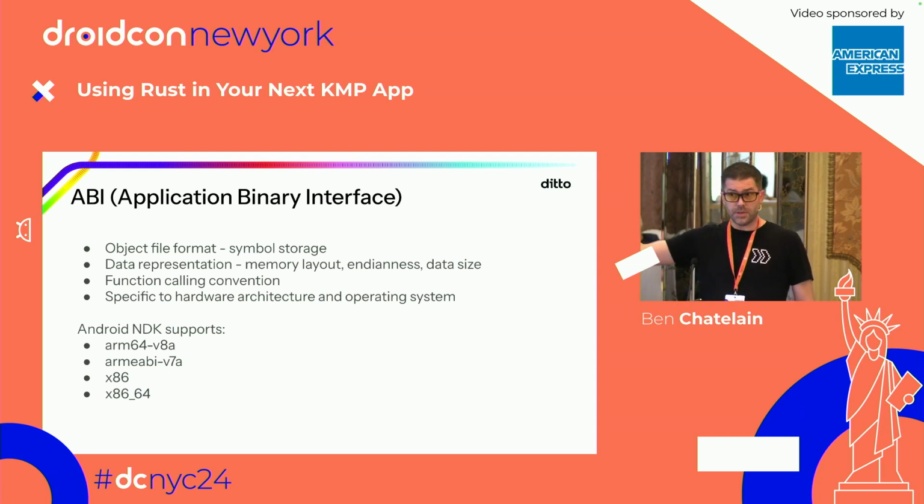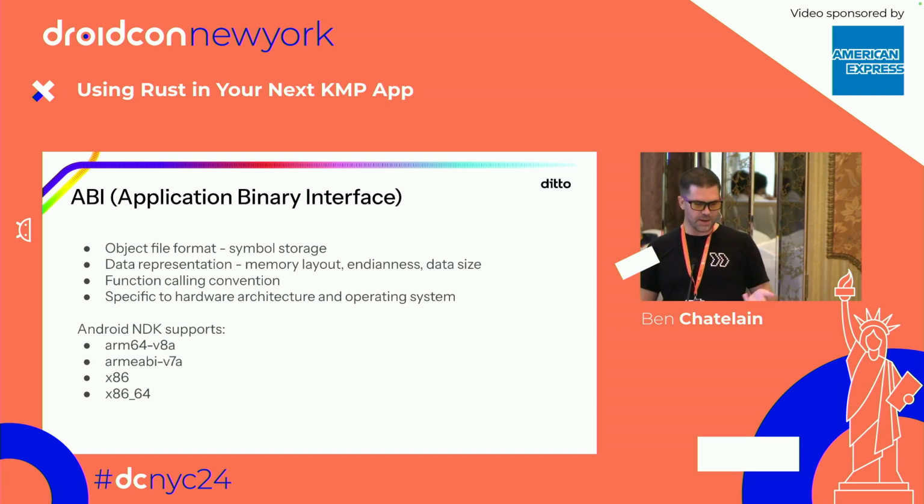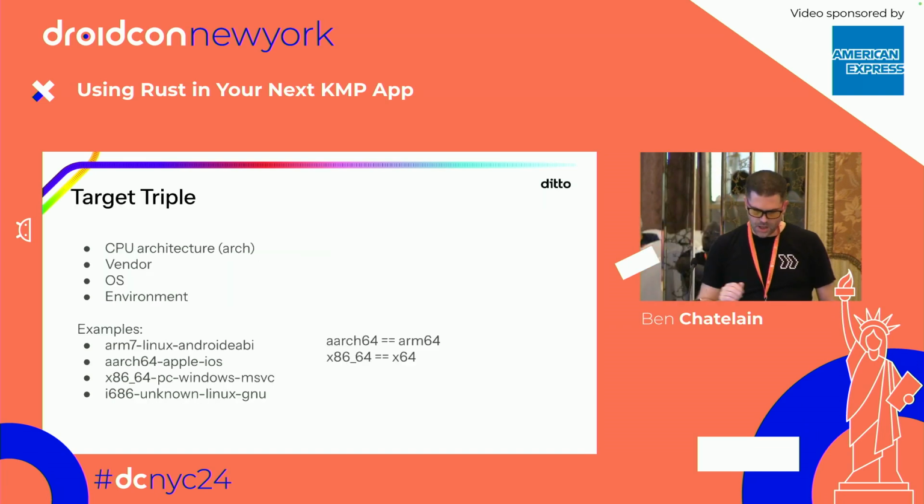So this is what the NDK builds by default, but you can opt out of some of those if you don't want that. But you do have to build for all the architectures that you're going to deploy to, because this isn't like Java where it's write once, run anywhere. It's write once and run on these specific things.